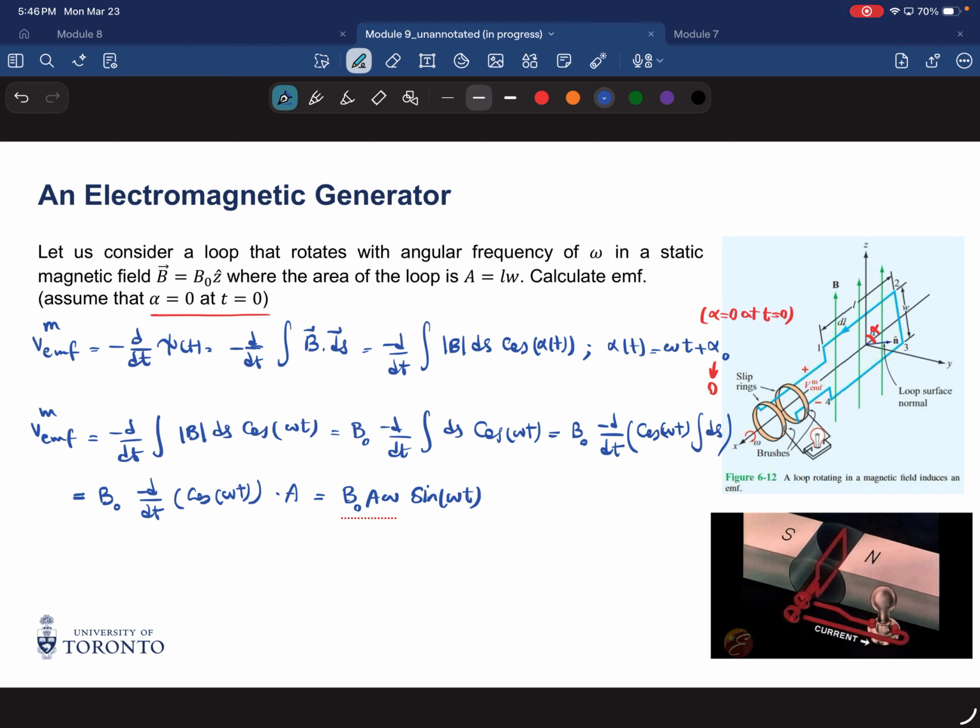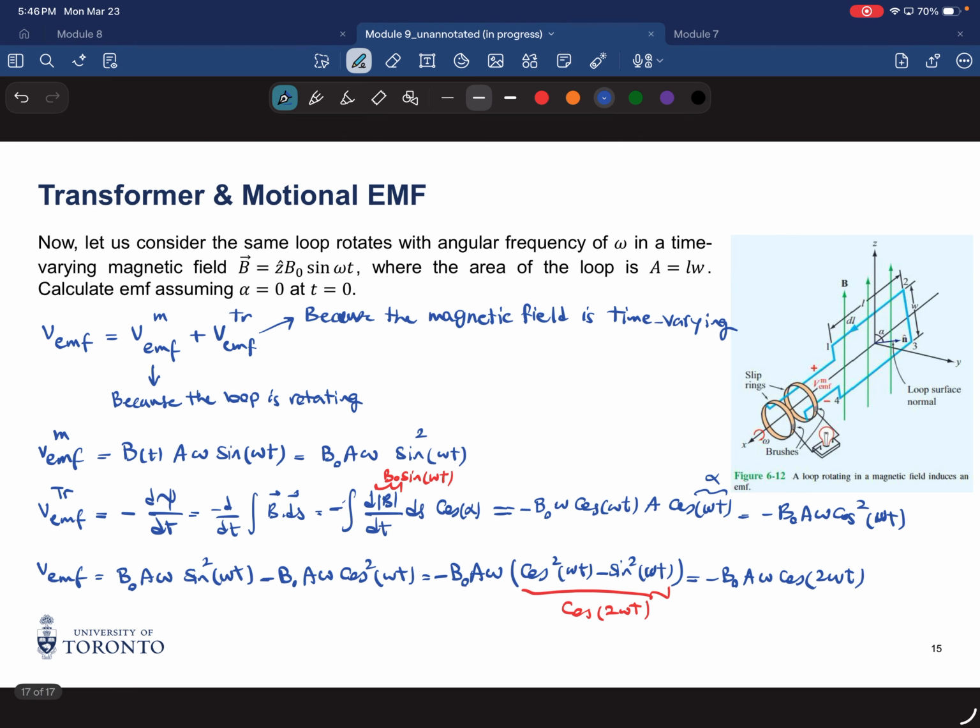So we just created an AC voltage source by rotating a loop between two magnet bars. Now, what if we made this a little bit more complicated? What if the magnetic field wasn't static itself? Even the magnetic field was changing with time. Okay? We can have that too, right?